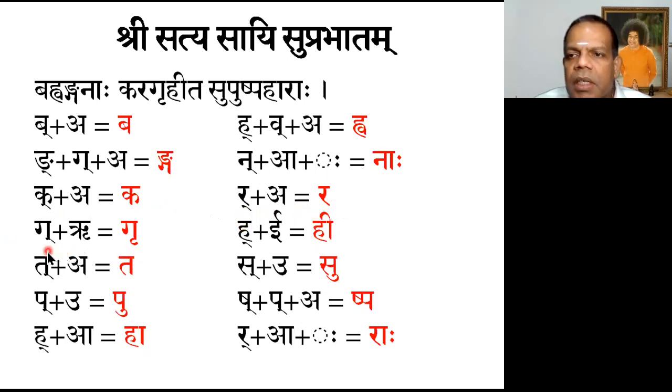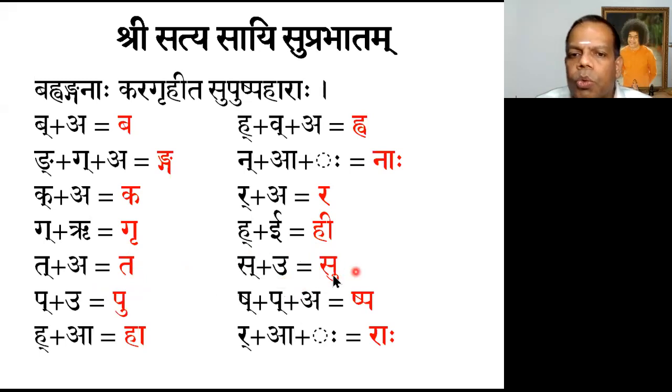The next one is ru, which is the third letter in the ka varga, and r, again we saw in the previous slide. The tongue should be pointed up, and it's not ru, it's not ri, it's r. Gr. Next letter is hi, which is plus long i. Grihi. The next letter is ta, plus a, ta. Grihita. Grihita.